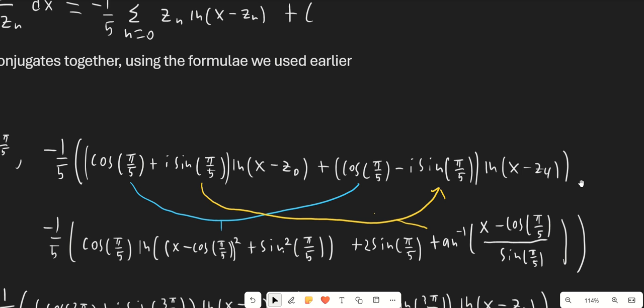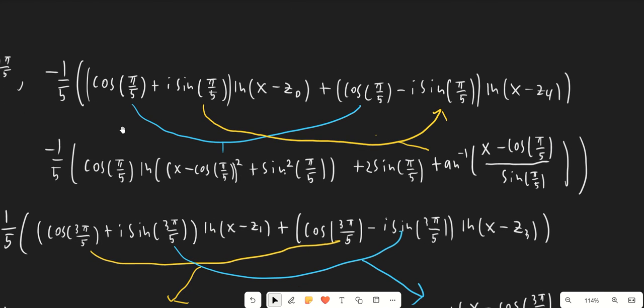And then all we have to do here is simply combine the cosine terms and the i sine terms, and they apply exactly to those formulas that I showed at the top. So we can just go ahead and apply that directly. And this is what we get right here.